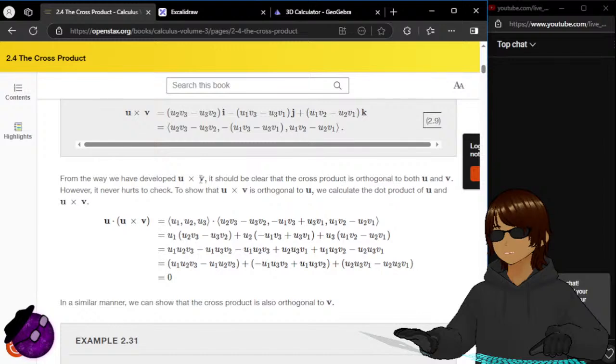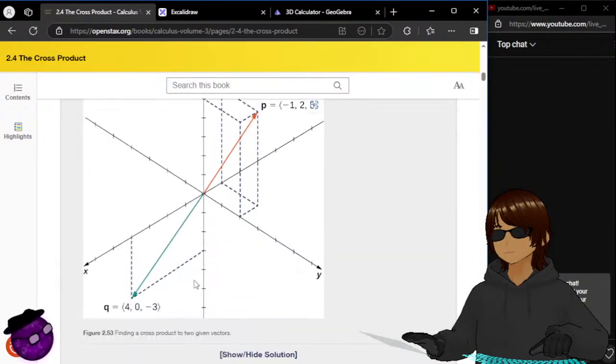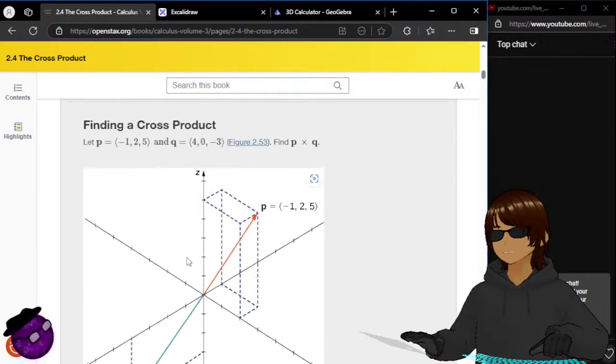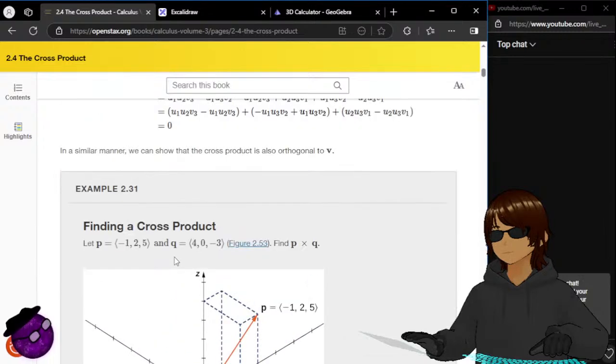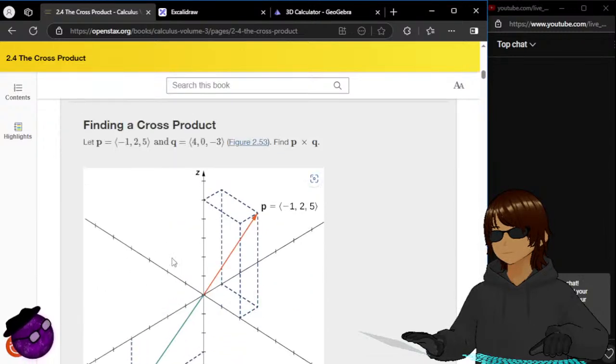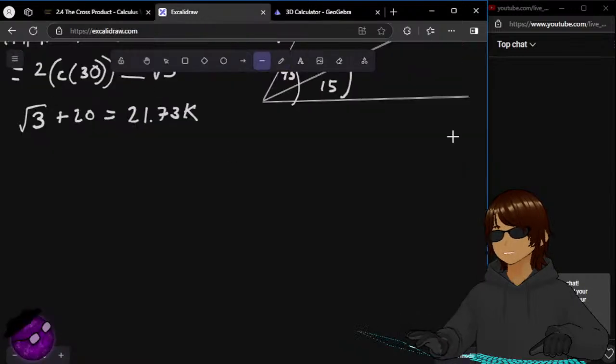From the way we have developed u times v, it should be clear that the cross product is orthogonal to both u and v. However, it never hurts to check. To show that u cross v is orthogonal to u, we calculate the dot product of u and u cross v, and we get 0. Okay, so let's find the cross product. Example 2.31.